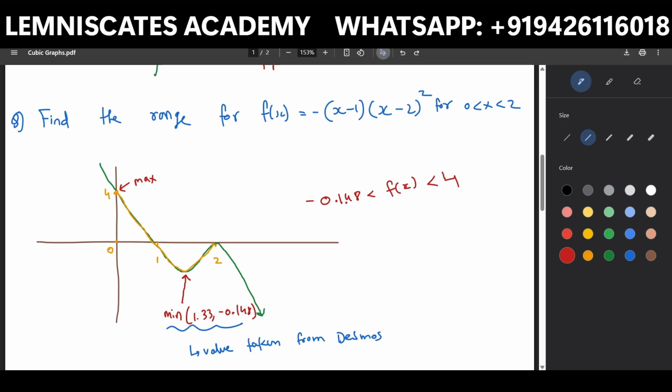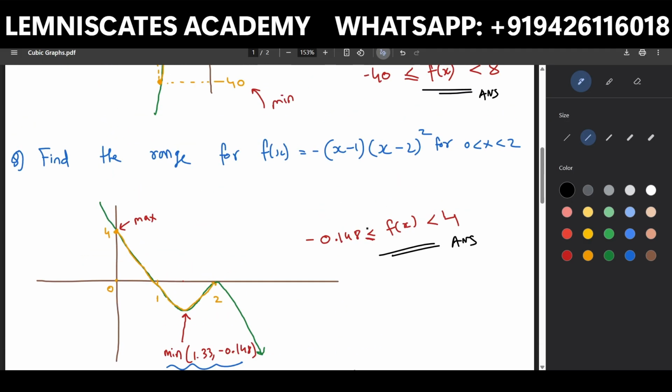Okay, and is minus 0.148 to be included as a part of the range? Yes. Why? Because whatever is the respective x value, 1.333 is indeed part of your domain, and therefore you are going to say that the equal to sign will come over here. But will the equal to sign come over here for 4? No, because 4 is the output when x was 0 and 0 is not included as a part of the domain. So in this case, this becomes your answer.